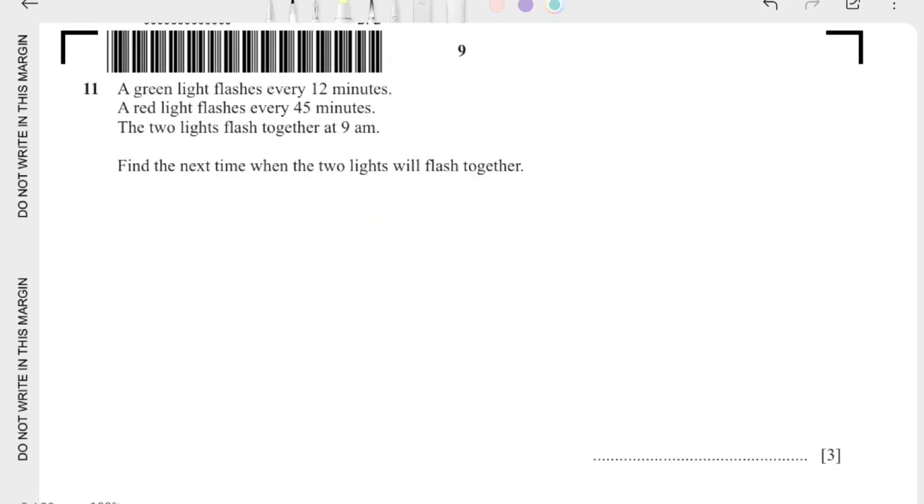Question number 11. A green light flashes every 12 minutes. A red light flashes every 45 minutes. The two lights flash together at 9 a.m. Find the next time when the two lights will flash together. For this purpose, we have to find out the LCM of 12 and 45.